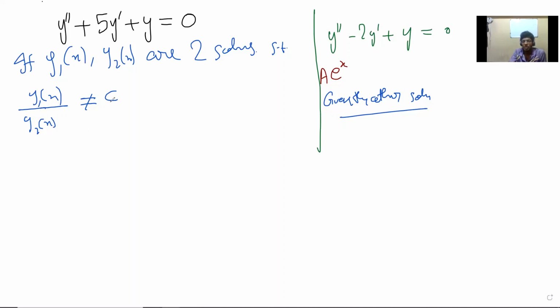So if this is not a constant, then we want to say that any y3 is equal to a1 y1 plus a2 y2. Any third solution would be a combination of these two solutions.